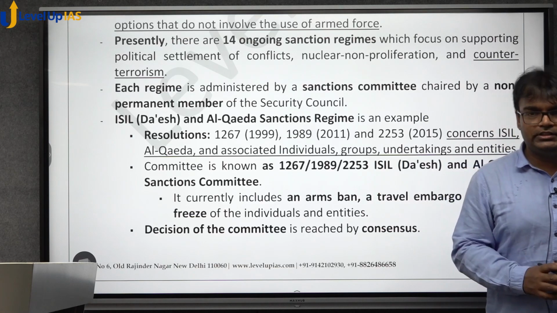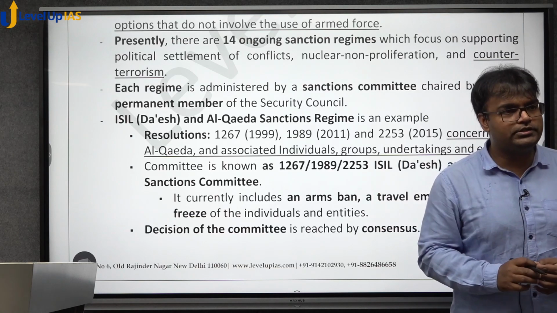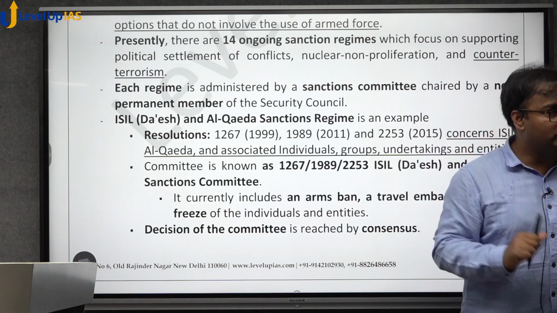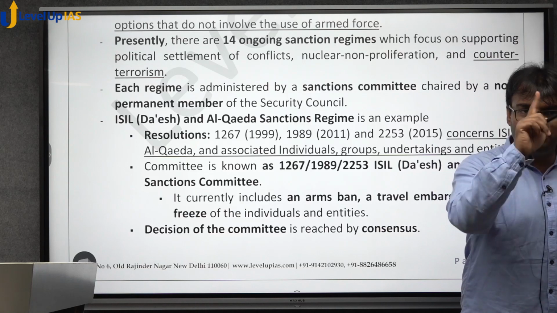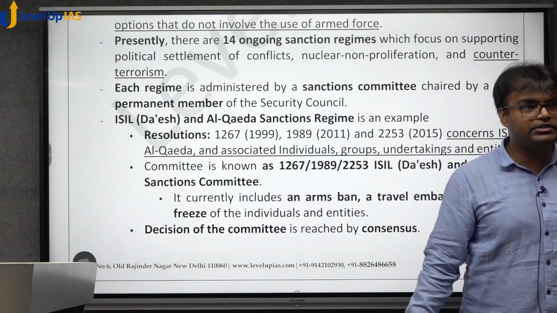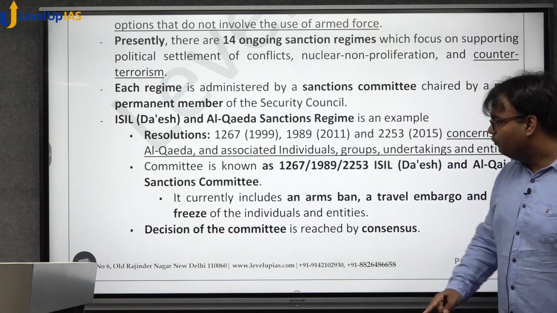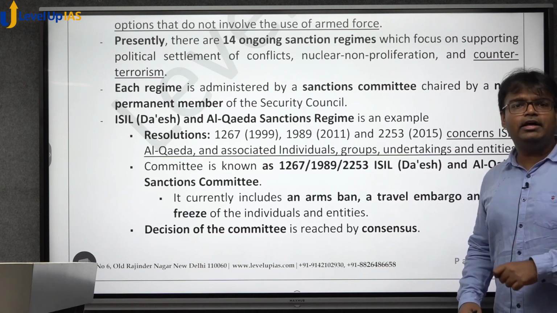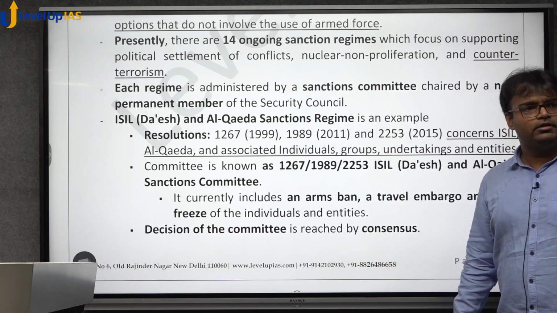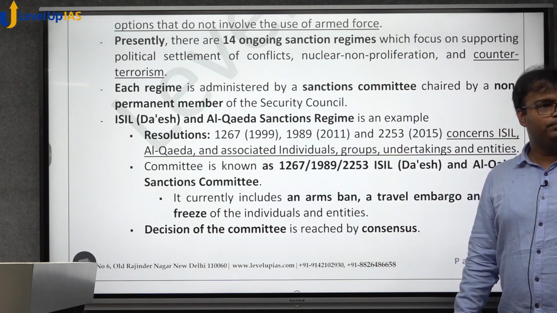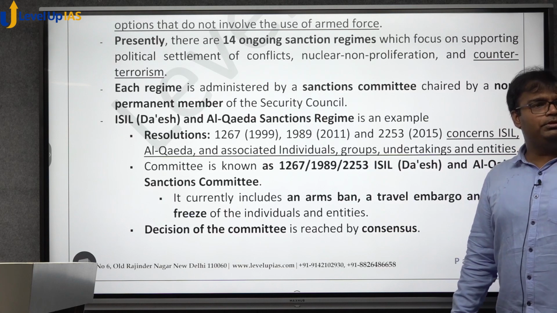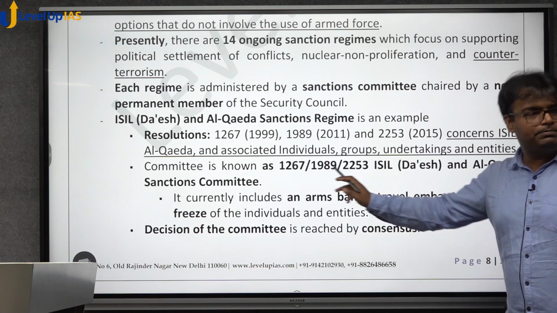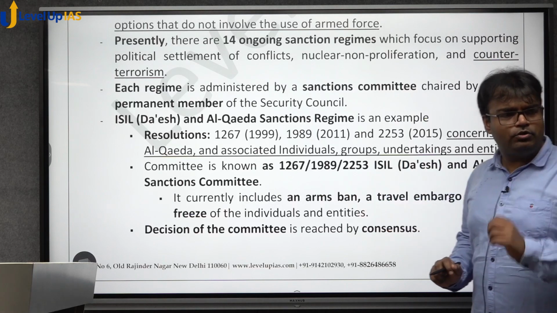So, if a terrorist, let's say Mayur is a terrorist, and UNSC decides to put Mayur in this particular sanction regime, the day UNSC puts Mayur under this sanction regime, what would happen? India would freeze Mayur's assets, all the bank accounts. Not only India, if he has bank accounts in Switzerland, Switzerland would also seal them. Travel bans would be imposed on this person, and an arms ban would also be imposed on this particular person.